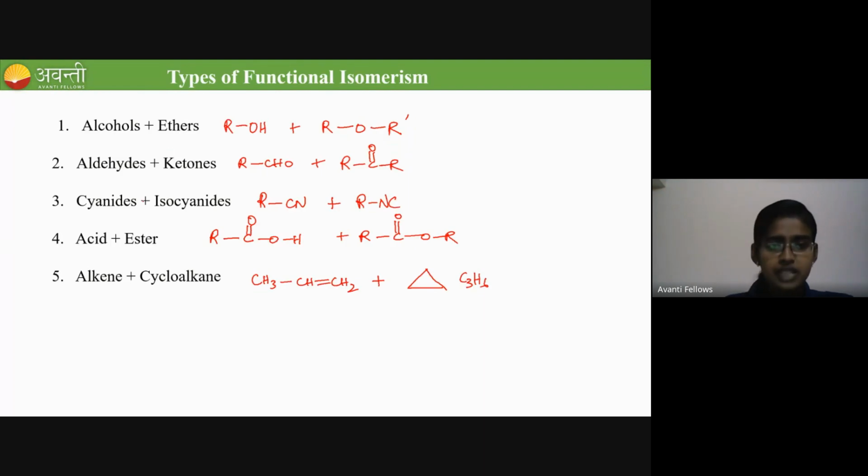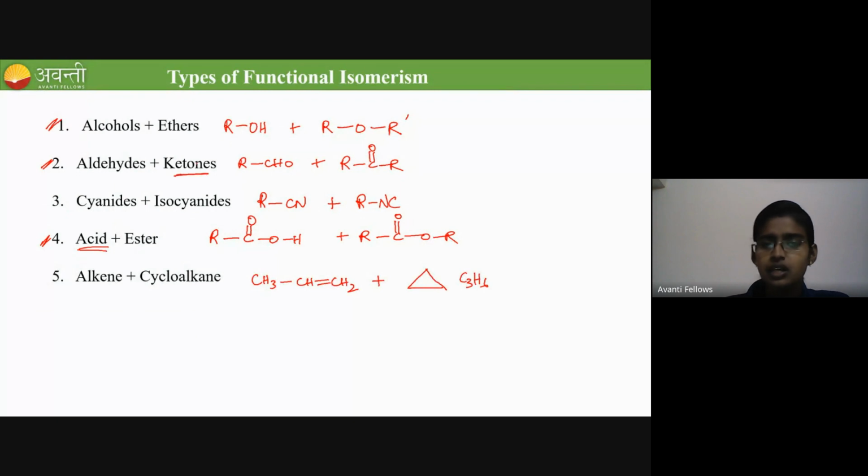Now among these five pairs, the very important pairs are alcohol and ether, aldehyde and ketone, and acid and ester. These three are very important. Got it? So you should not take an acid and try to match it with ketone.